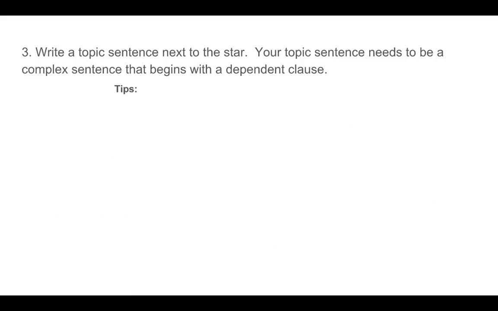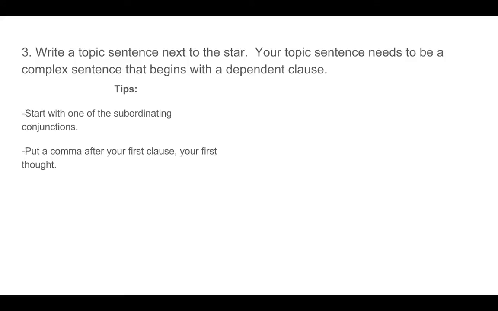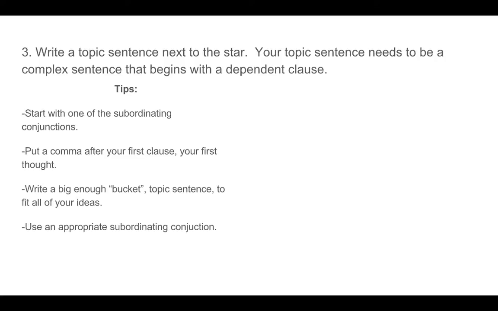So a few tips for writing this complex sentence, topic sentence. Start with one of the subordinating conjunctions that I'm going to show you in just a minute. Put a comma after your first clause, which is your first thought or first kind of sentence. And then again, write a big enough bucket topic sentence to fit all of your ideas. And use an appropriate subordinating conjunction.